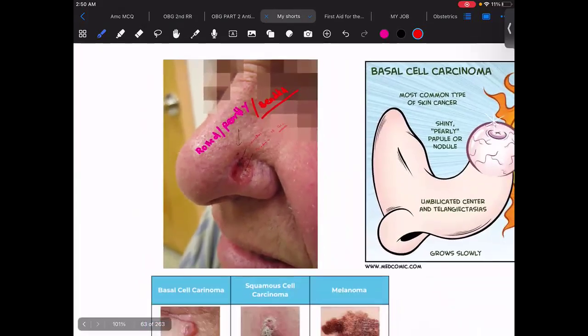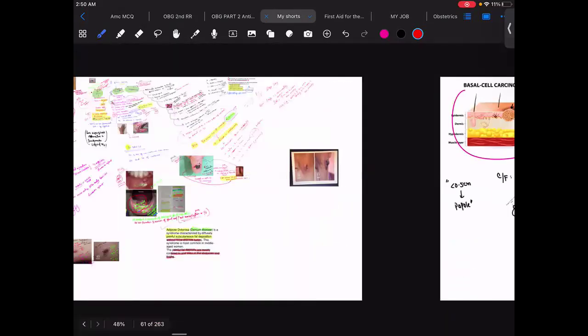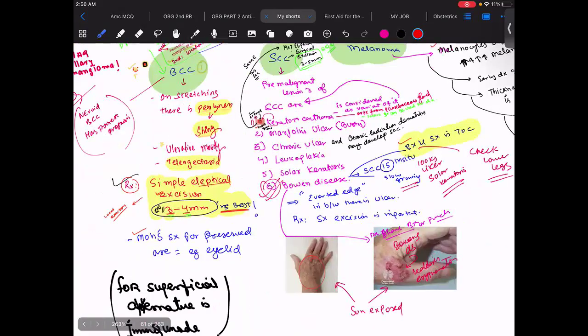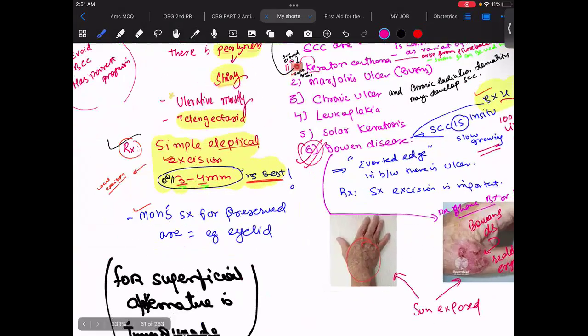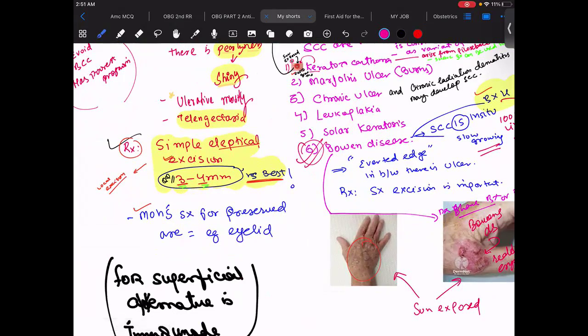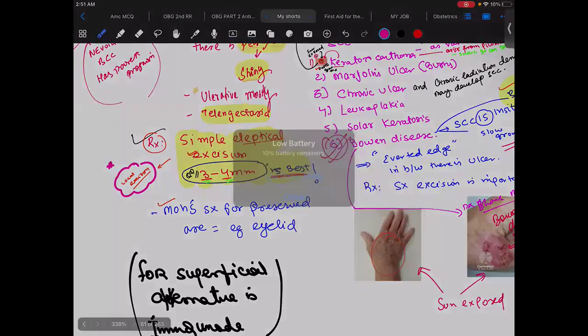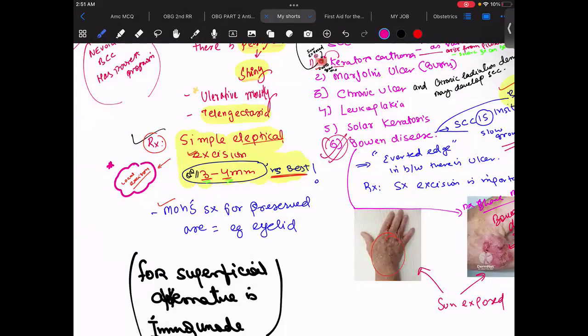And tell me now the treatment of this. The treatment is none other than your simple elliptical excision. If they talk about it, we can say that this is basically your local excision. Sometimes they just don't mention the simple elliptical excision. They will just tell you that okay, you can go for the local excision.